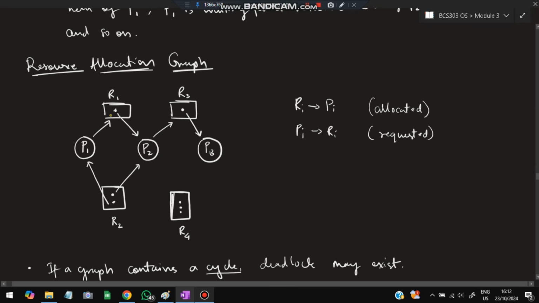Okay, so the squares and rectangles you see are the resources, and the circles are the processes. If there is an arrow from Ri, resource i, to process Pi, it means resource i is allocated to Pi, and an arrow from Pi to Ri means Pi is requesting resource i. As you can see, R2 is given to P1 and P2, P1 is requesting R1, R1 is given to P2, P2 is requesting R3, R3 is given to P3, and R4 is present, and none of the processes requested that. So this is the way you represent which process is requesting what resources.